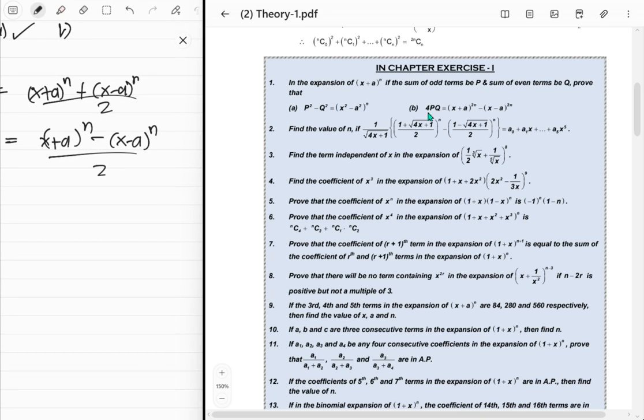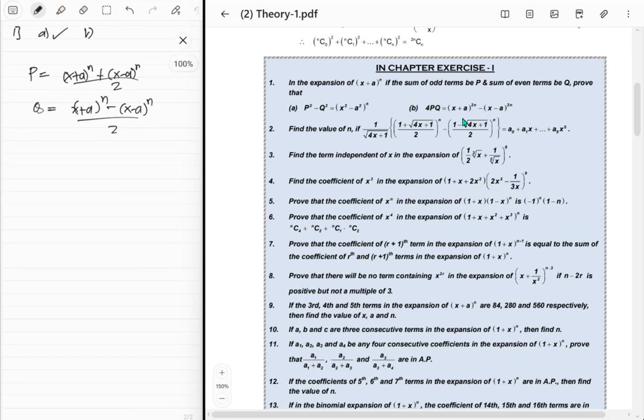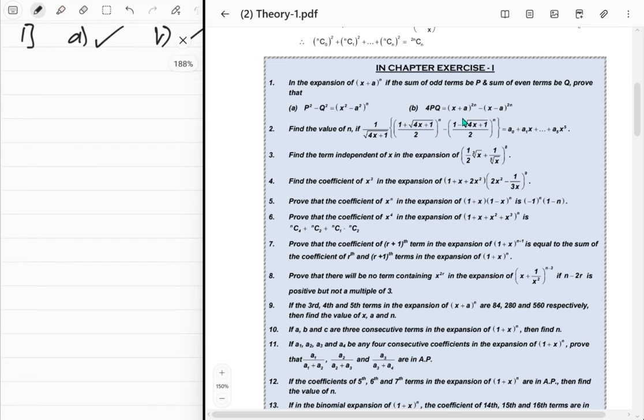So what they want is pq, so this times that. Well, yeah, it's going to be squared and all that stuff. So no problem, 4pq is this thing, obvious. Next, find the value of n if this thing is a naught plus a1 x, okay, whatever. Do you want to find the value of n such that this happens? So it's a polynomial in x and not square root of 4x plus 1.